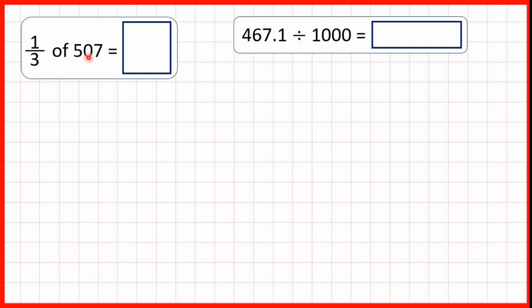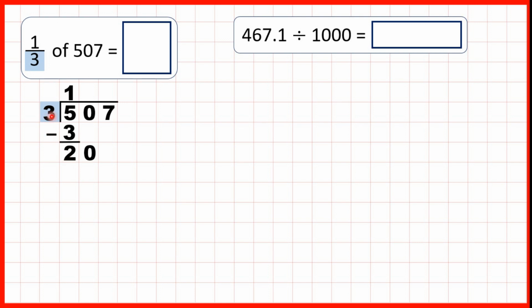1/3 of 507. So, we need to work out 507 divided by 3. So to start, we have 5 divided by 3. Well, the first multiple of 3 is 3, and because that's 1 times 3, we can write 1 in our answer line. We subtract, we bring down, and now we have 20 divided by 3.